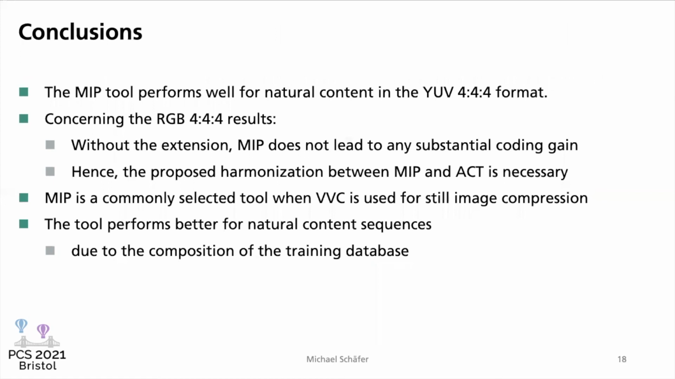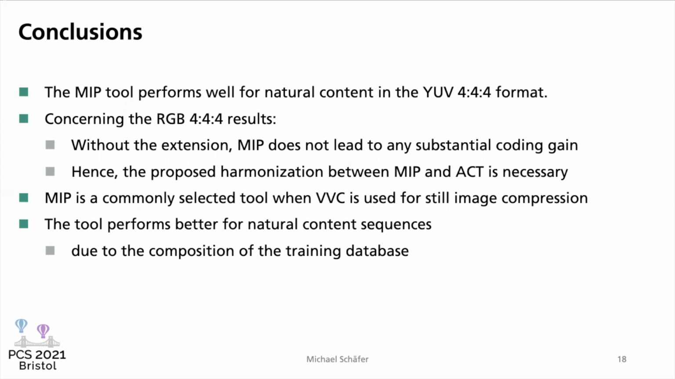So what are our conclusions from this? In summary, we have shown how the matrix-based intra-prediction tool can be extended to chroma blocks for 444 chroma formats and single-tree partitioning. We further report substantial bitrate savings for natural content in both RGB and YUV format in the all-intra configuration. Especially for RGB, the described extension also provides a harmonization with the adaptive color space transform tool.